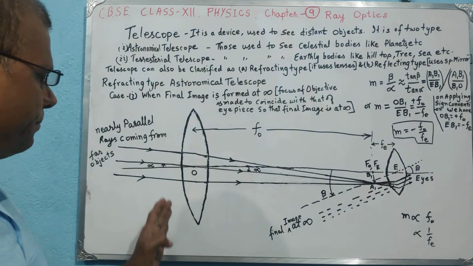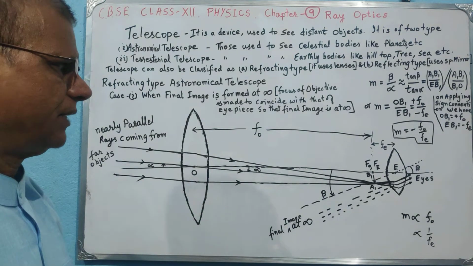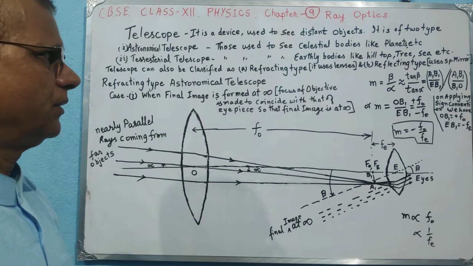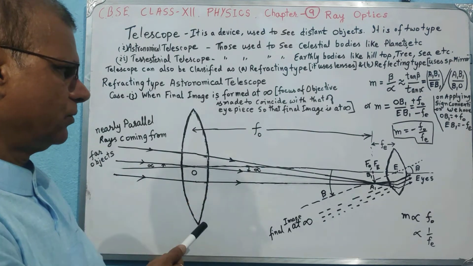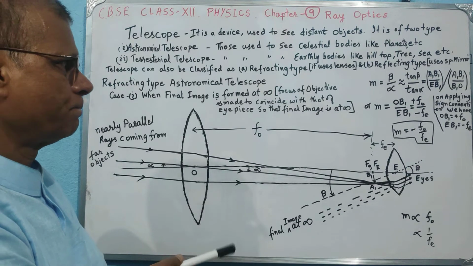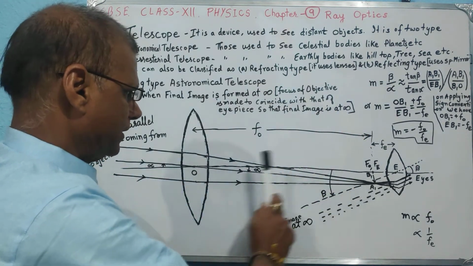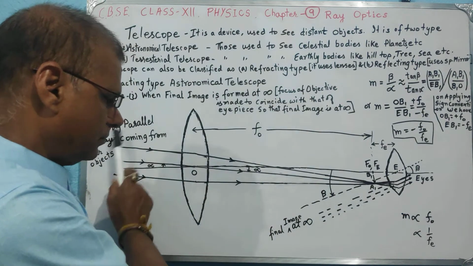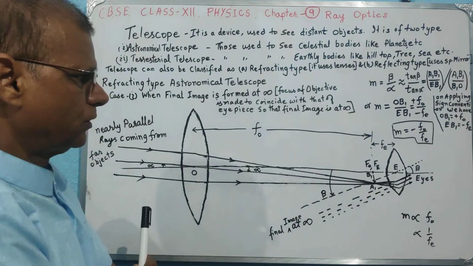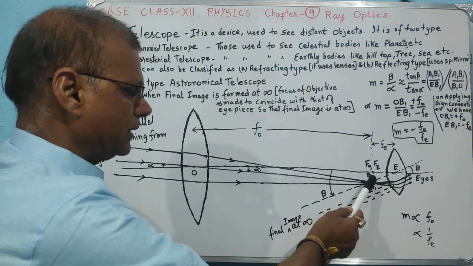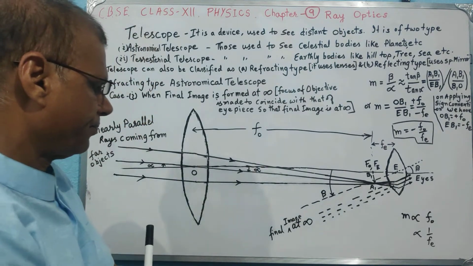Now we want to find the magnification of this device. We all know that magnification is, in this case, the ratio of the angle subtended by the distant object on our eyes to the angle subtended on our eyes by the image.